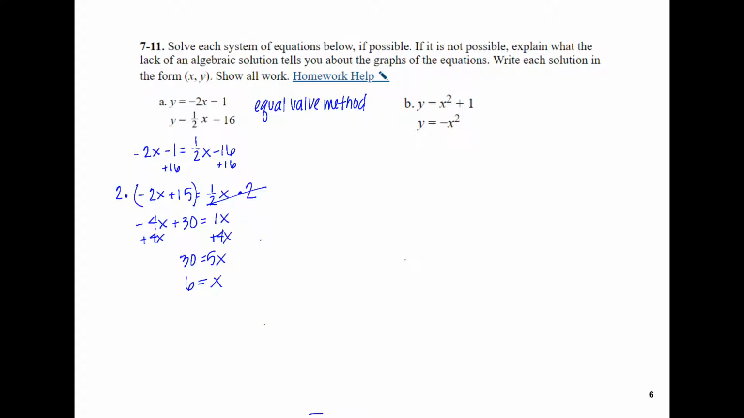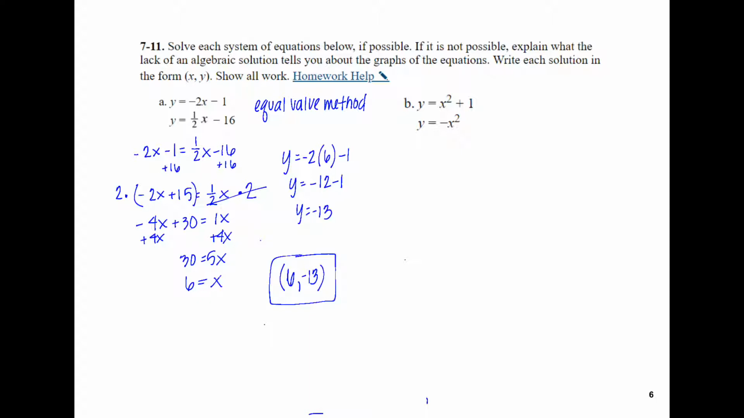I do now know that my two lines are going to intersect at an ordered pair, so a point, and I found the x value of that ordered pair, but in order to find the y value, you need to substitute that x value into one of the original equations. Negative 12 minus 1 more gives us negative 13. So the ordered pair (6, negative 13) is where these two lines will intersect.